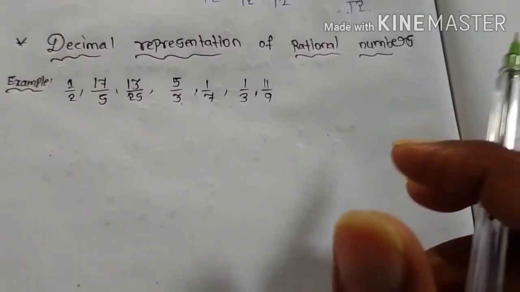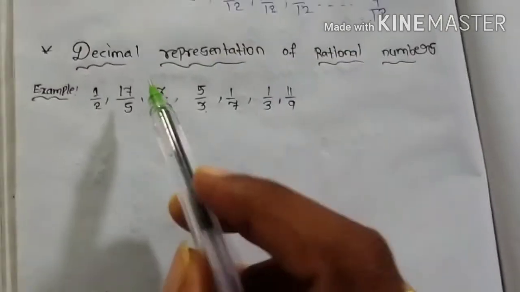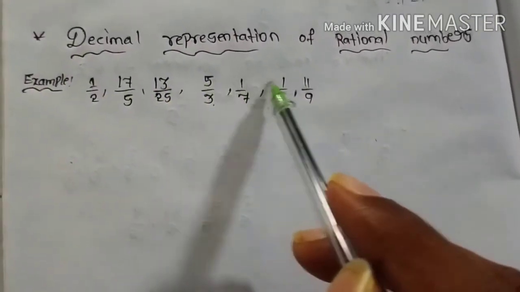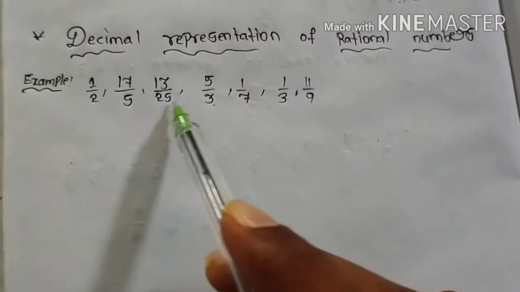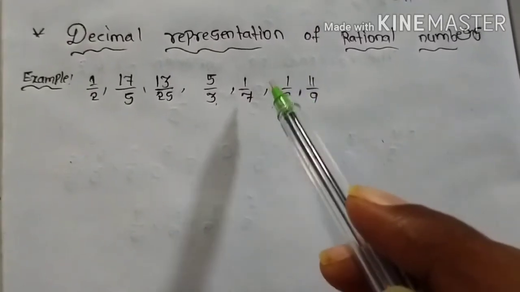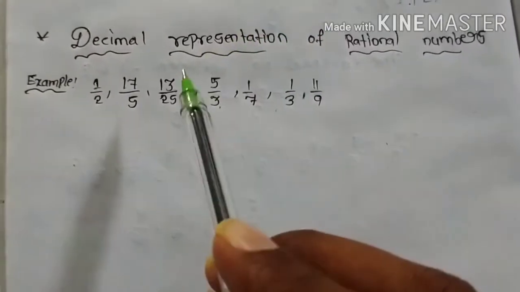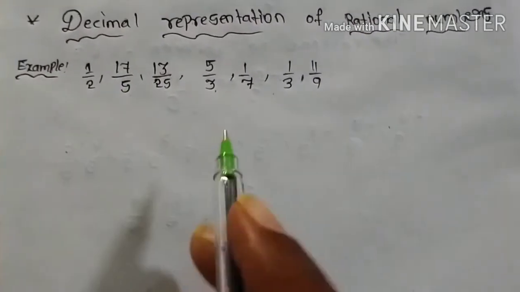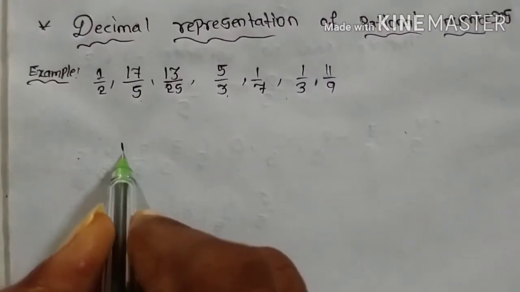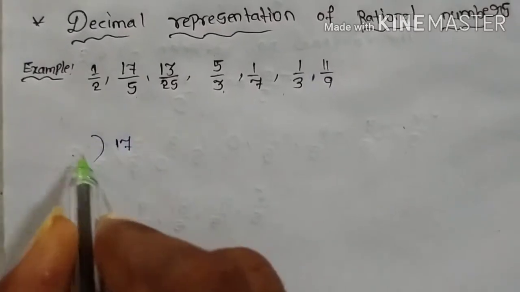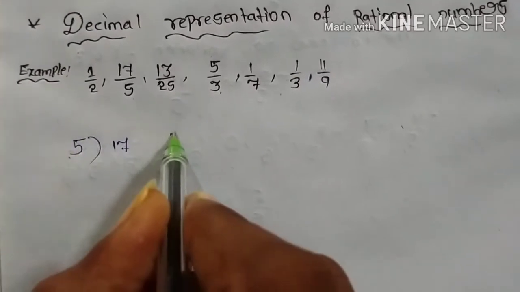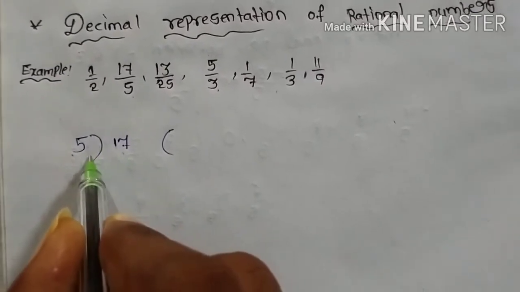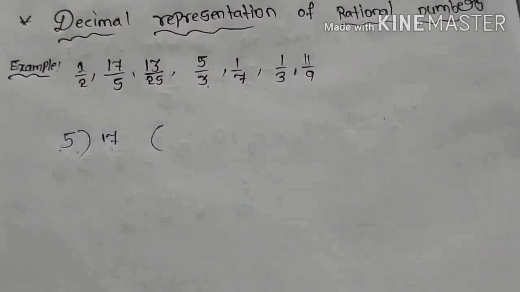How can you convert? First, you can see here, all these are numerators, and these are the denominators. What is the first step here? Divide the numerator by the denominator. For example, I am taking 17 by 5. First you need to divide the numerator by the denominator. Then you can do the division process.